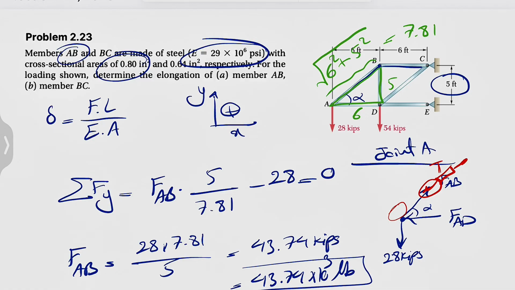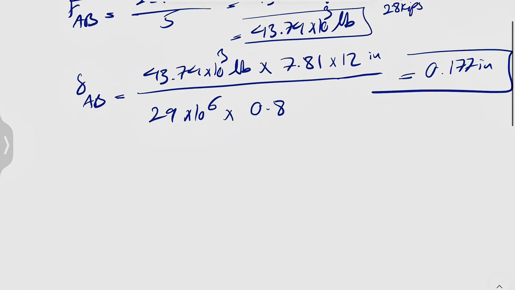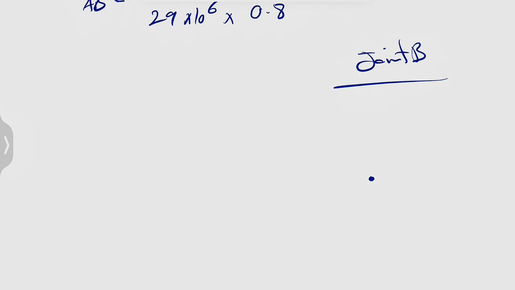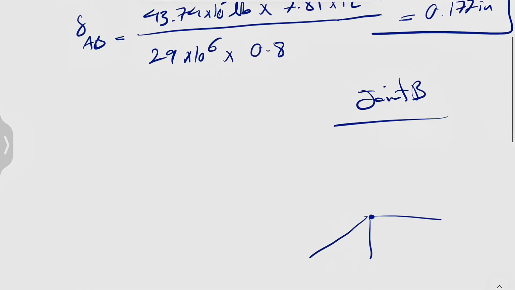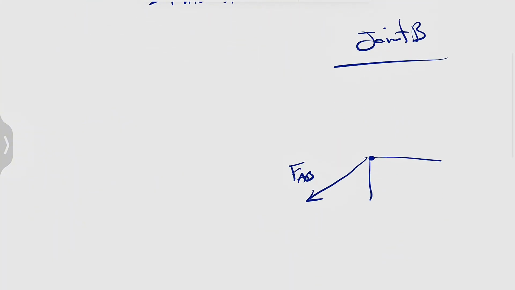Now that we have AB, we can just move on to joint B. For that joint, we have three members connected to it. One of them would be what we had for AB. Again, the member would be in here. This is the force from the joint to the member. The force from the member to the joint would be in this direction. So this would be our FAB.